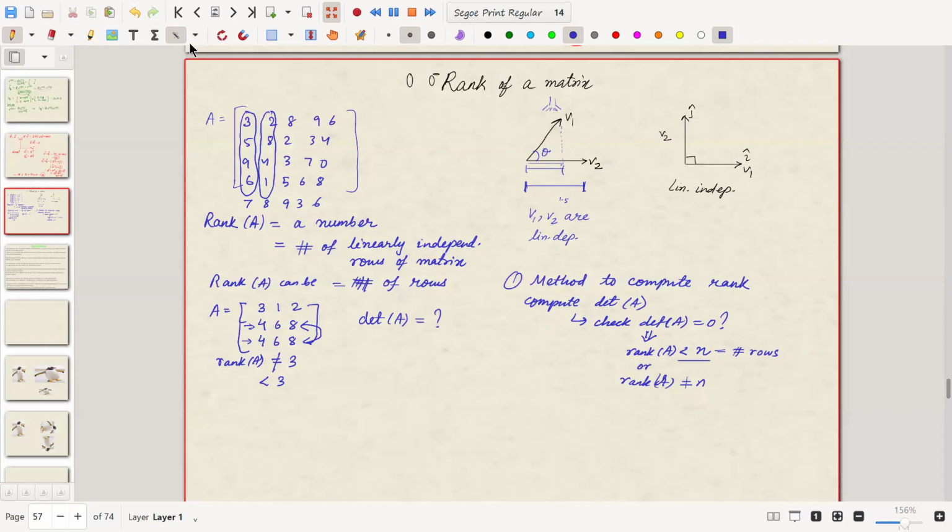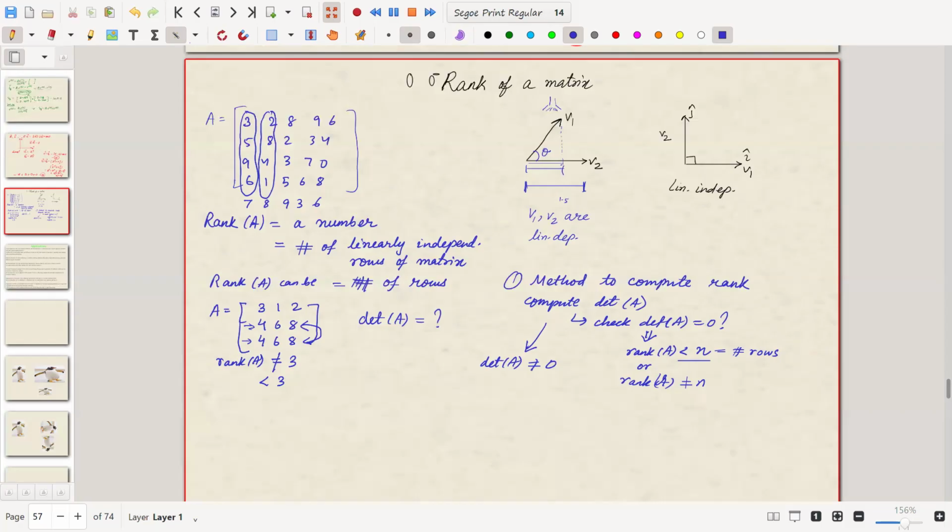All right. So check the determinant of A equal to 0 or not. If it is equal to 0, then you know that rank cannot be equal to the number of rows. It should be definitely less than that. Now, what is the other case? The other case can be determinant of A is not equal to 0, right? It can be equal to 0 or not equal to 0. Equal to 0 we took care of.